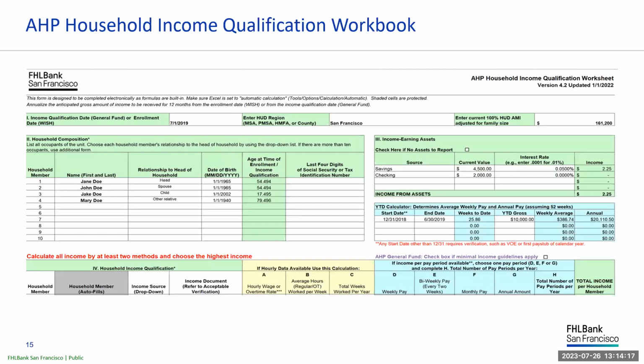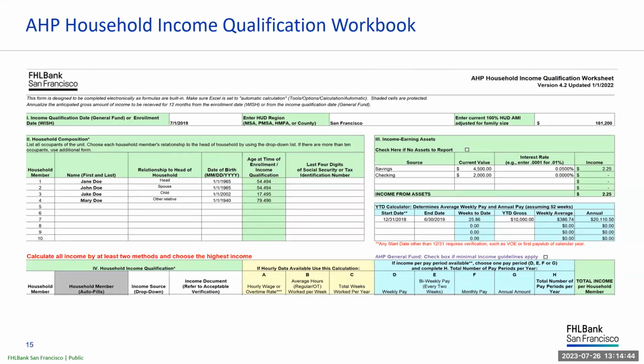For Section 1, you enter the income qualification date, the MSA region, and the 100% AMI for the household. Section 2 lists all household members currently living at the same address. Tax returns or other third-party documentation are required to validate all household member identification.